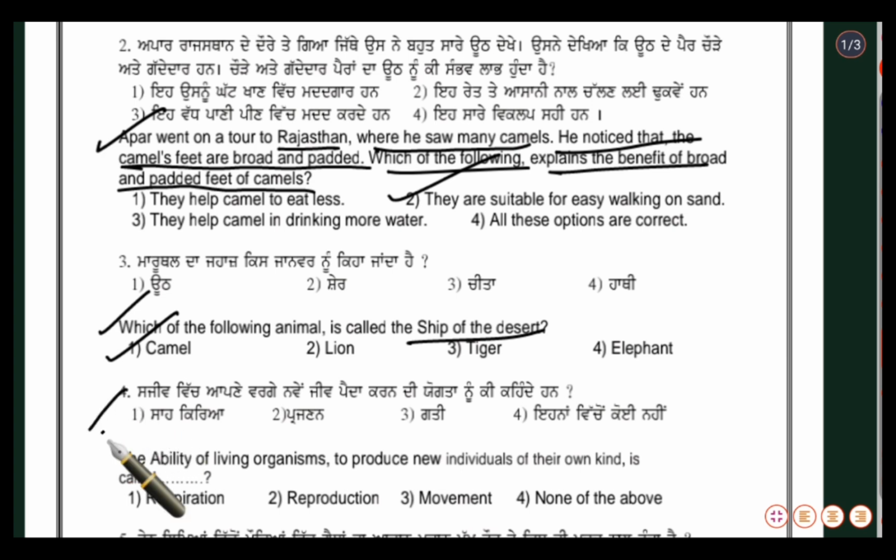Now question number 4 is, the ability of living organisms to produce new individuals of their own kind is called reproduction. So reproduction is your right answer because it is the process by which living organisms produce new individuals of their species, and this ensures the survival of the species over the generations, right?